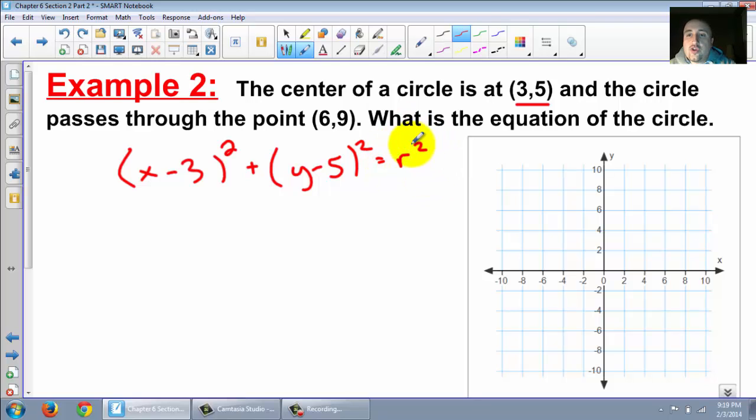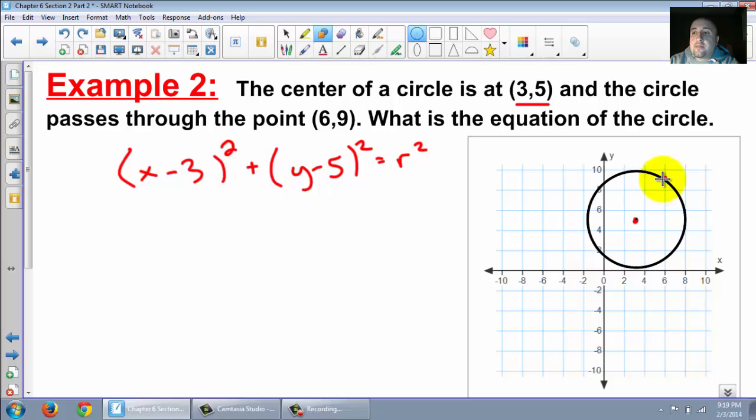Now what we have to find is our r squared. Okay, so I'm going to draw a picture of what it tells us. It says the center is at (3, 5). So 3 and 5 up. That's a pretty good idea of (3, 5). And (6, 9) is a point that's on our circle. Okay, so I'm going to draw my circle based on that point. I'll start at the center. All right, so there it is.